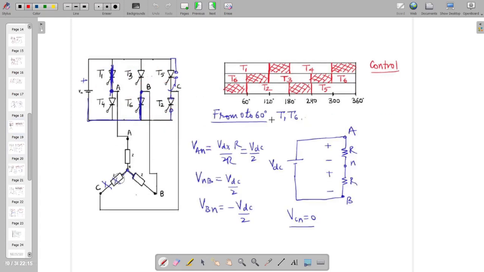In the first period, 0 to 60 degrees, we are considering only T1 and T6. The load in the C leg is not considered, so it is equal to 0 and there is no current flow through it. So we consider only two legs, VBN and VAN. Applying the voltage division principle, VAN is equal to VDC upon 2, because the resistances in both legs, AN and BN, are equal. So VCN is equal to 0.